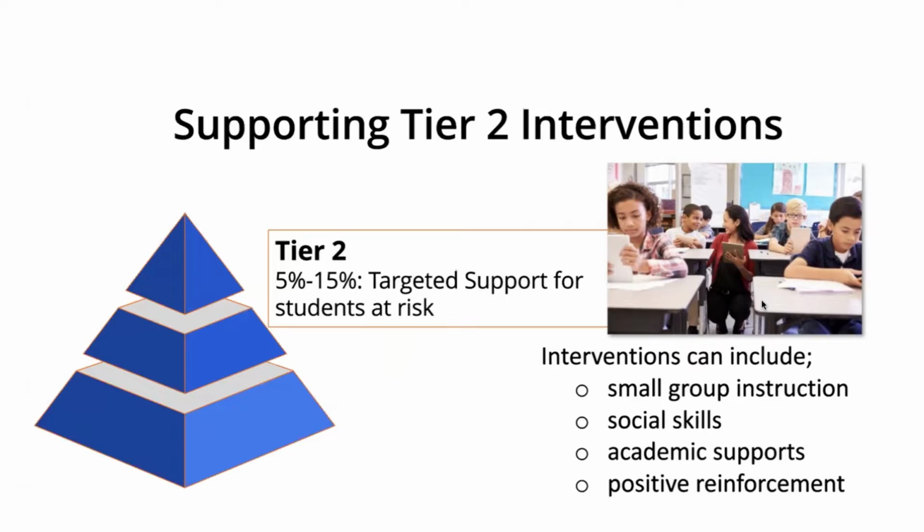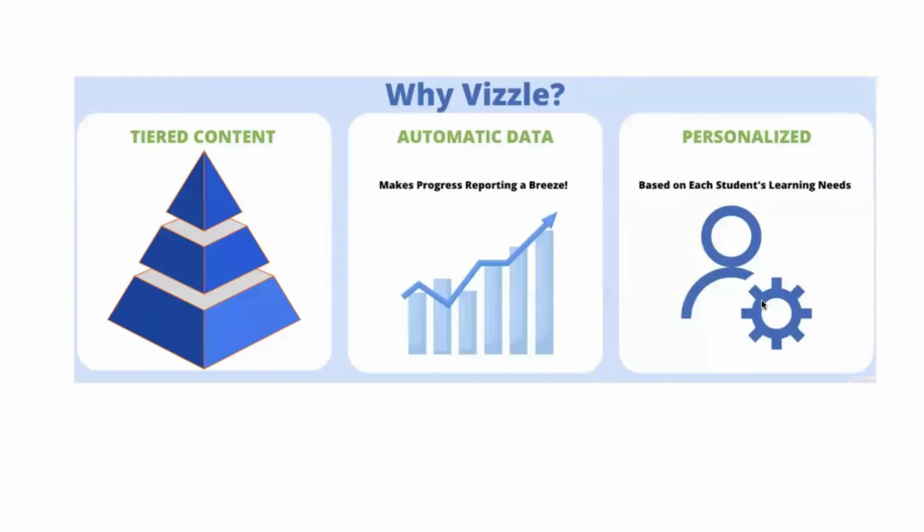When we're talking about supporting Tier 2, we're talking about that 5 to 15% targeted support for students that are at risk. There's a variety of interventions that can be used with this particular population of students. Small group instruction, there might be social skills, academic supports, and positive reinforcement. So we always kind of come back to these three main pillars.